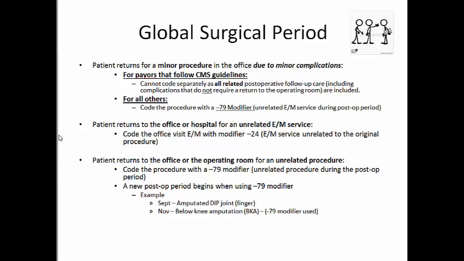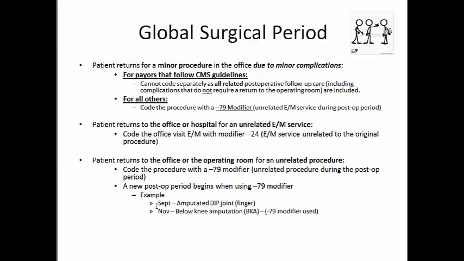Patient returns to the office or a hospital for an unrelated E&M service. Now in this case, you could code the office visit E&M code with modifier 24, stating that that service was unrelated to the original procedure. And then here, patient returns to the office or OR for an unrelated procedure. You could code the procedure with a 79 modifier. And then a new post-op period would begin using that 79 modifier.